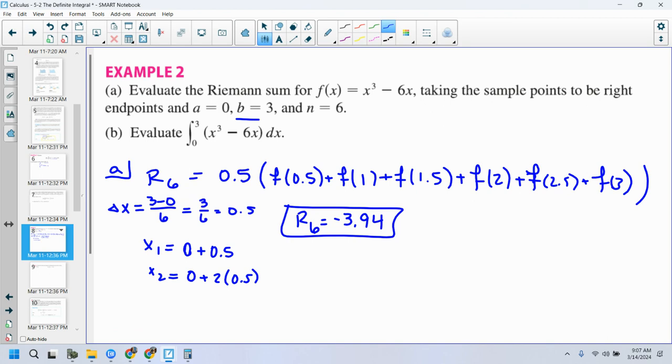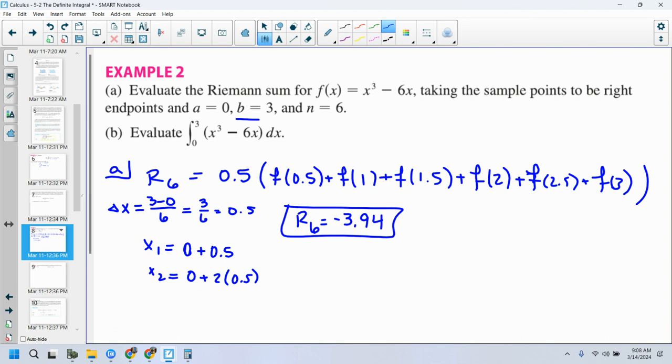R6, negative 3.94. Now, that's an estimate, correct? Do we know whether this is an over or under? Not necessarily, because I don't know what the function is going to look like. I guess I could go in and graph it and be a little more precise about it. But the functions we were looking at were always decreasing or always increasing, so it was really easy to tell whether it was an overestimation or underestimation.